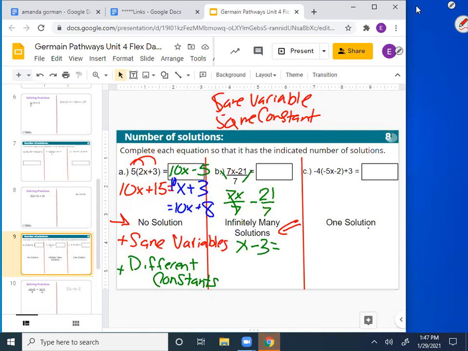So infinitely many solutions, Isabella just helped us out. She said it has the same variable and the same constant on both sides. So what is my right side of my equation going to look like then? If the left side has an x, what's our variable going to be on our right side? An x, very good. If my constant on the left side is a -3, what's my constant on the right side going to have to be? A -3, very good. Did that sort of make sense when we walked through it that one step? A little bit better? Good.